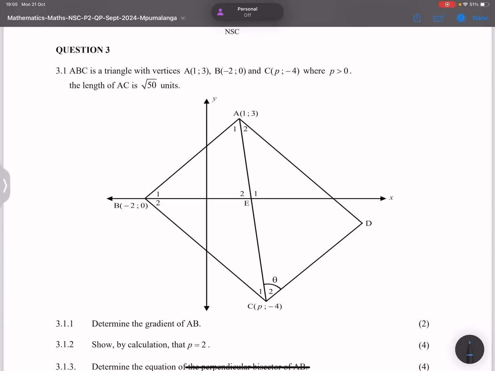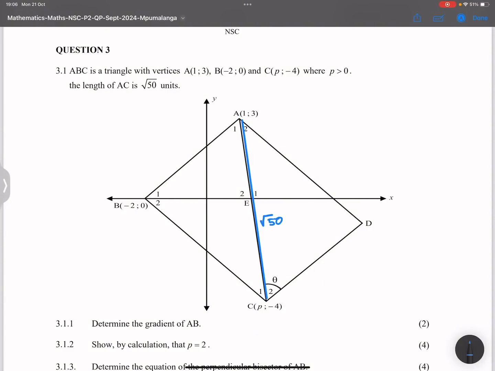Now we start with question 3. They say ABC is a triangle with vertices A, which is (1, 3), B, which is (-2, 0), and C, which is (P, -4), where P is greater than 0. Now they say the length of AC is root of 50 units. So AC is this line over here, and they are telling us that is square root of 50 units.